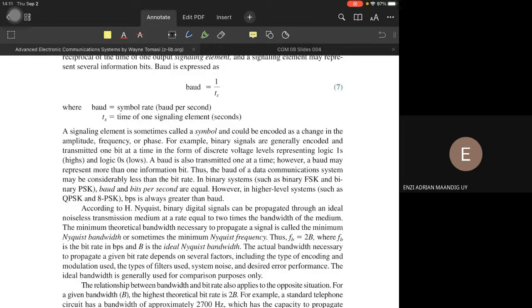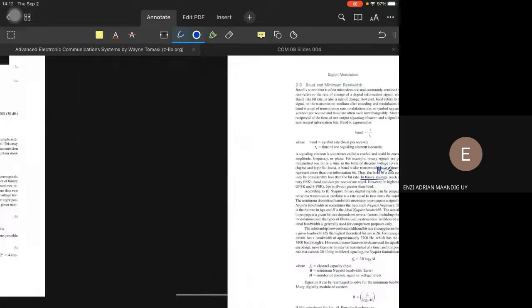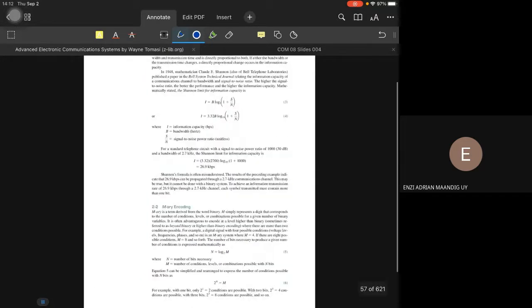In binary systems, where M is equal to 2, such as FSK and binary PSK, and also ASK, as long as M is equal to 2, baud and bits per second are equal. But the bandwidth?